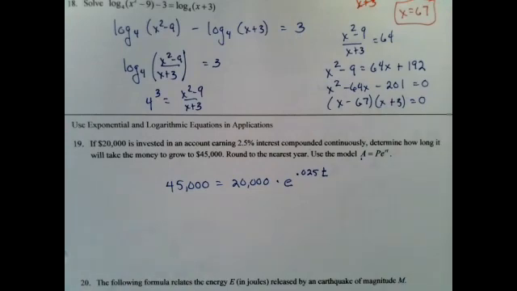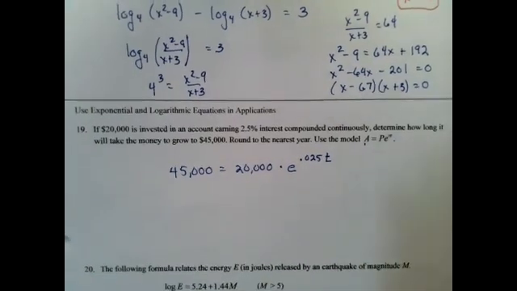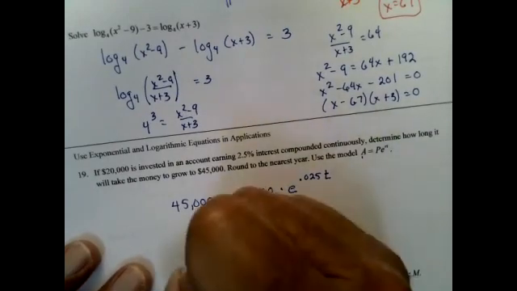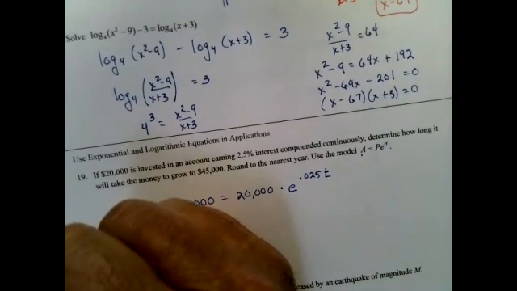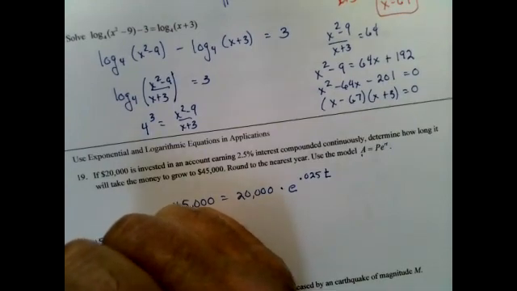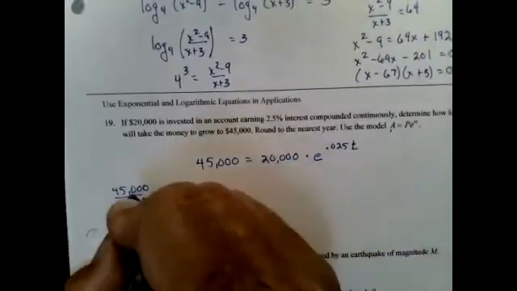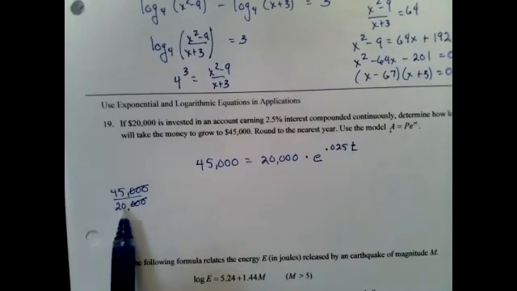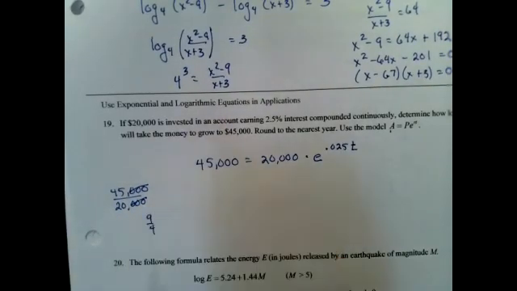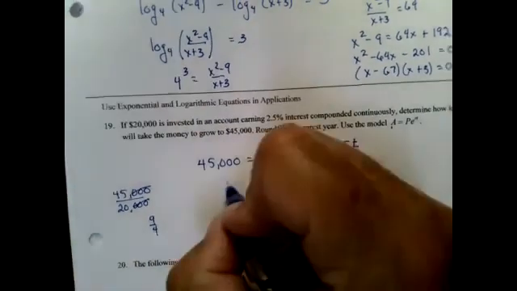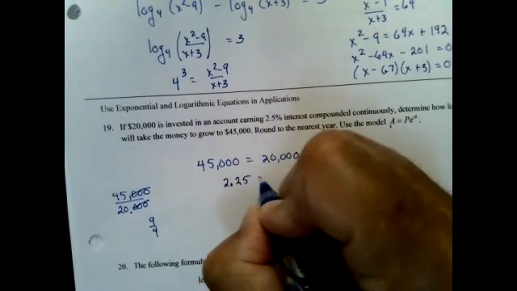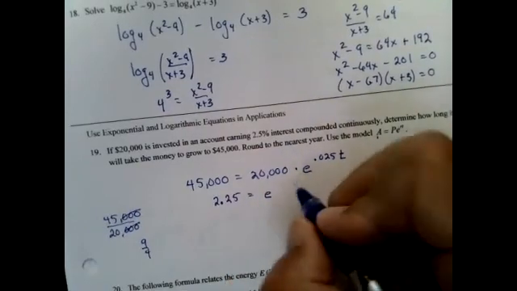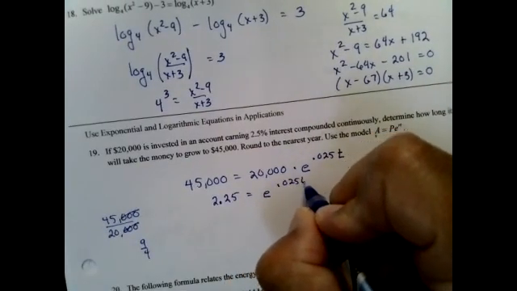I'm going to pause the recording. I'm going to divide by 20,000. I'm going to end up with 45,000 over 20,000. I know all those zeros can go, and I can divide by 5. That's 9/4, that's 2 1/4. 2.25 is what I ended up with on the right side, equals e to the 0.025t.